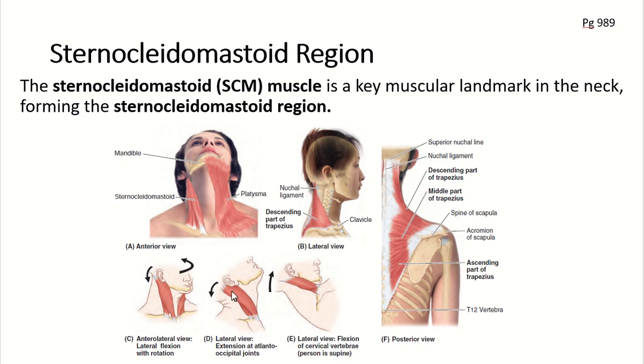If we actually contract them bilaterally, we get extension at the atlanto-occipital joints. And if you're in the supine position, by flexing the sternocleidomastoid, we end up with flexion of the cervical vertebrae. But that only occurs if you are actually lying down, okay? So again, the sternocleidomastoids can act bilaterally or unilaterally. Just understand where those origins and insertions are, and it'll give you a good guide as to what the sternocleidomastoid muscle is helping with.